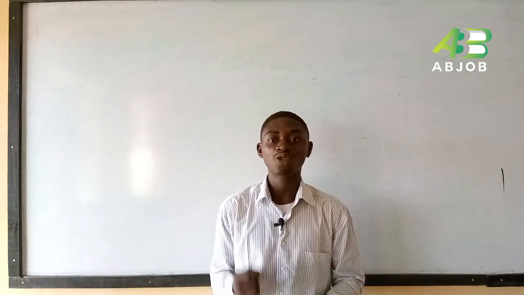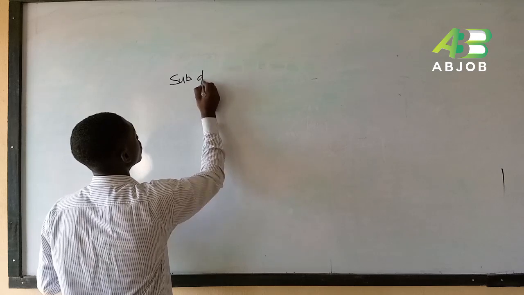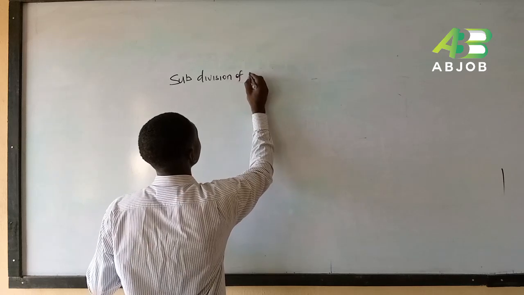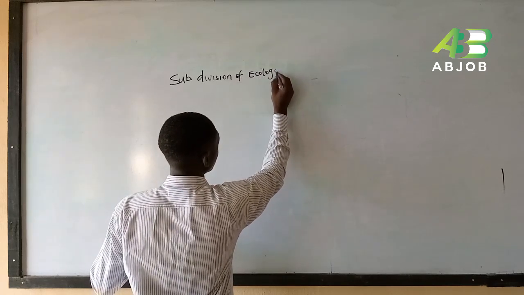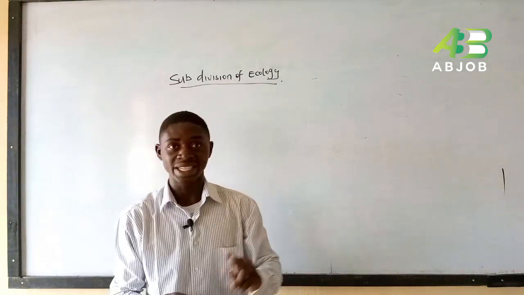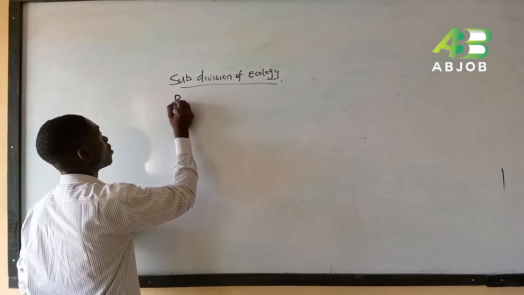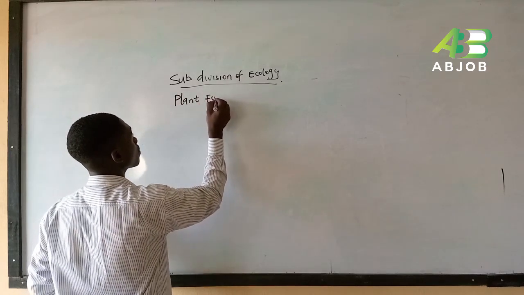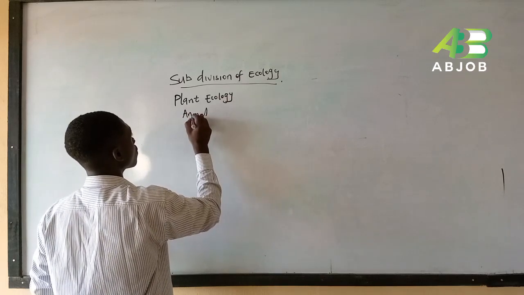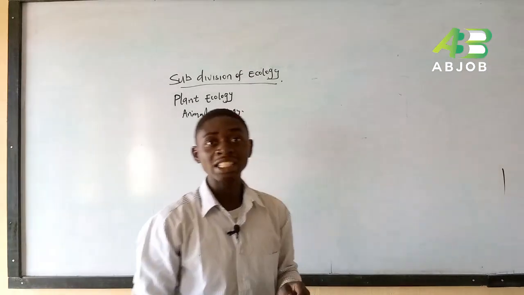But today we'll be dealing with subdivision of ecology, and some concepts in ecology. Now, what are the basic subdivisions of ecology? We have two major basic subdivisions of ecology, which are plant ecology and animal ecology.